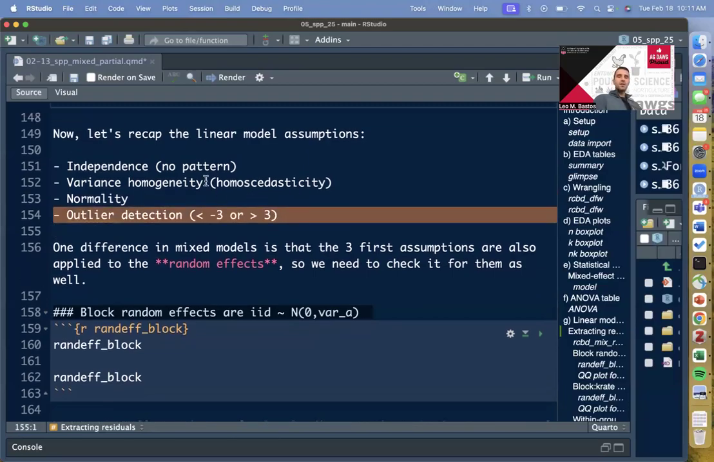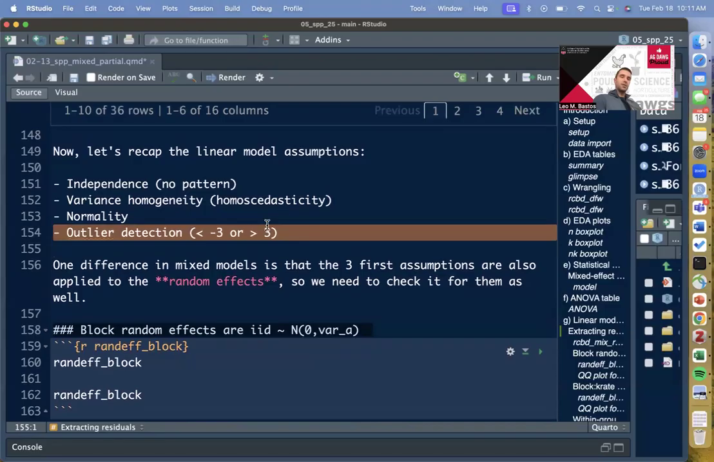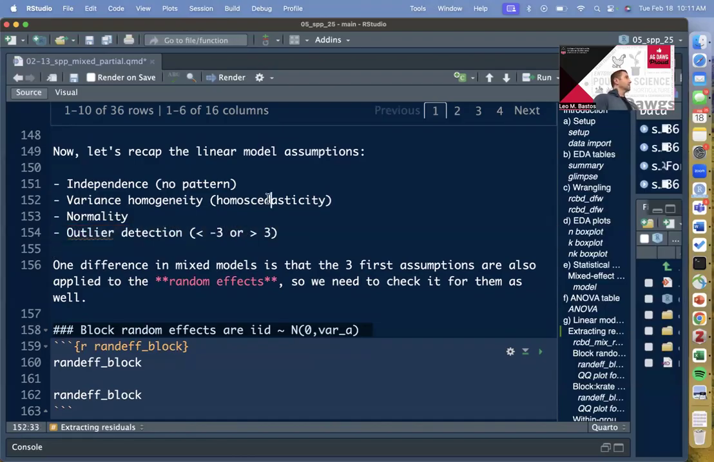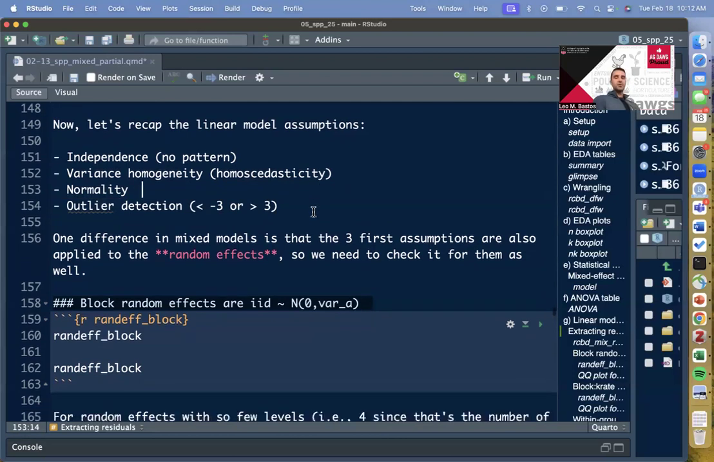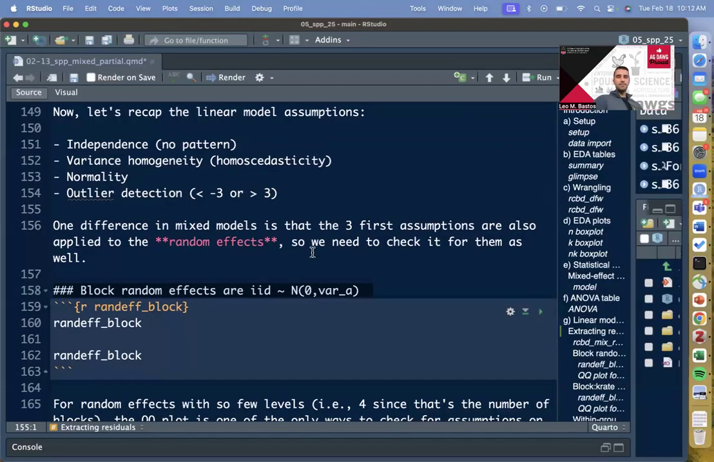Really, for all of these four assumptions, the only one that we really need the standardized residual of some sort for is the outlier detection. Everything else we don't really need it, although we've been using the studentized residual for everything, for consistency. But really the only one that requires it is the outlier detection. And we talked about this in a lecture already.